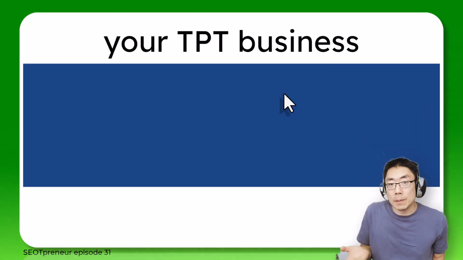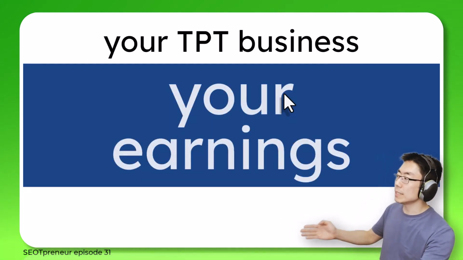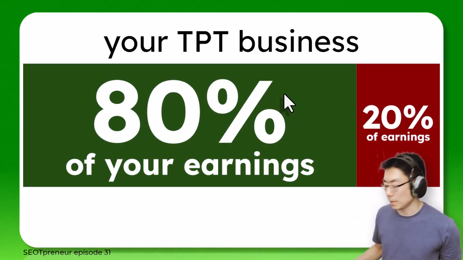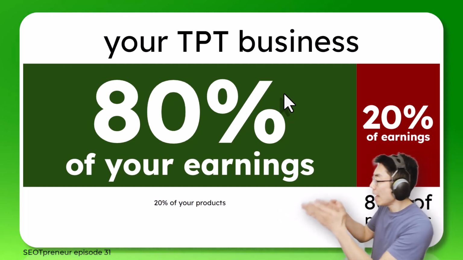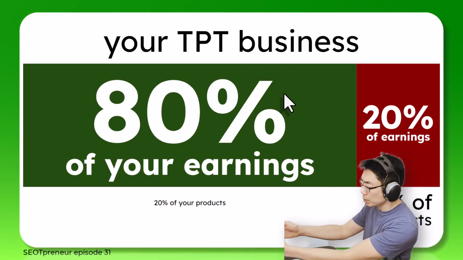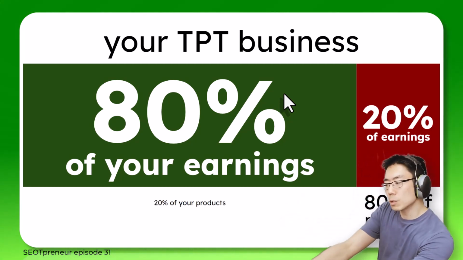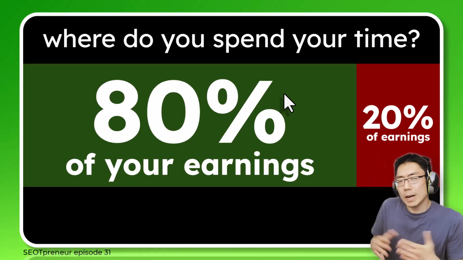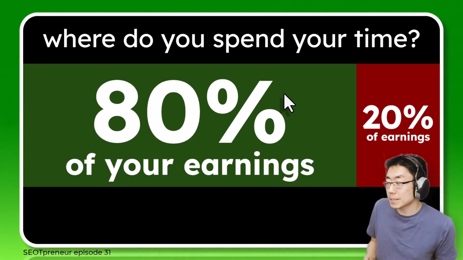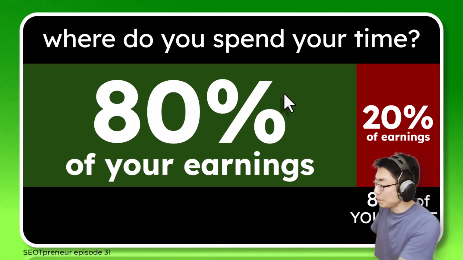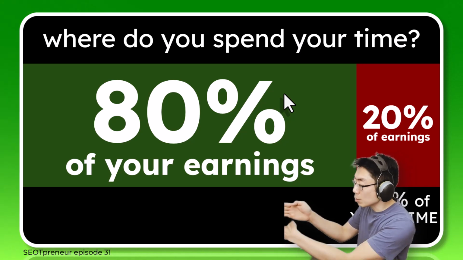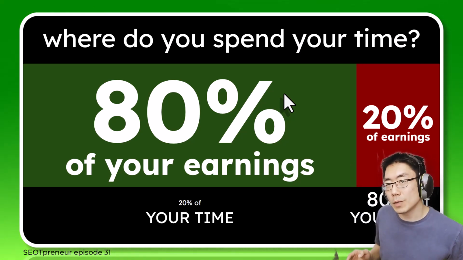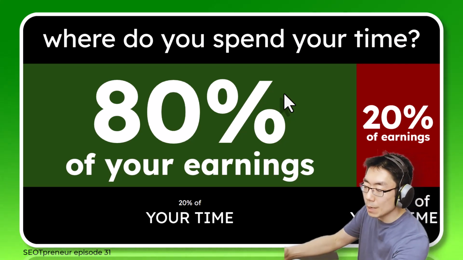Well, what about your TPT business? Pretend these are your earnings on TPT. Here's 80% of your income, and here's 20% of your income. The Pareto principle would tell us that 80% of our products only produce 20% of our money, whereas 20% of our products here account for 80% of our income. So, where do you spend your time on your TPT business? The Pareto principle would tell us that we spend most of our time on the 20% of things that produce results, and only 20% of the things that we do in our TPT business account for 80% of our earnings.